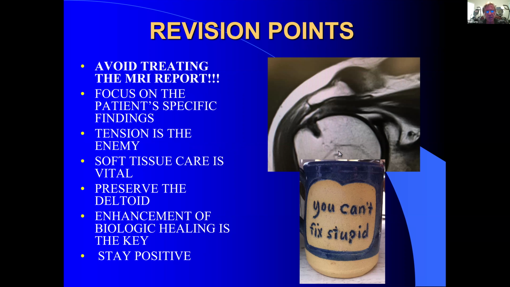You've got to preserve the deltoid because that's so important. Enhance biologic healing as much as possible. We'll drill holes in the bone to let the bone marrow leak out. It's basically free PRP. And you've got to stay positive. As you well know, some of these people, if it's their second operation, they've been out of work for 1.5 years, and they're basically very depressed. So it's really cool to give them hope and an endpoint that we're going to make them better.